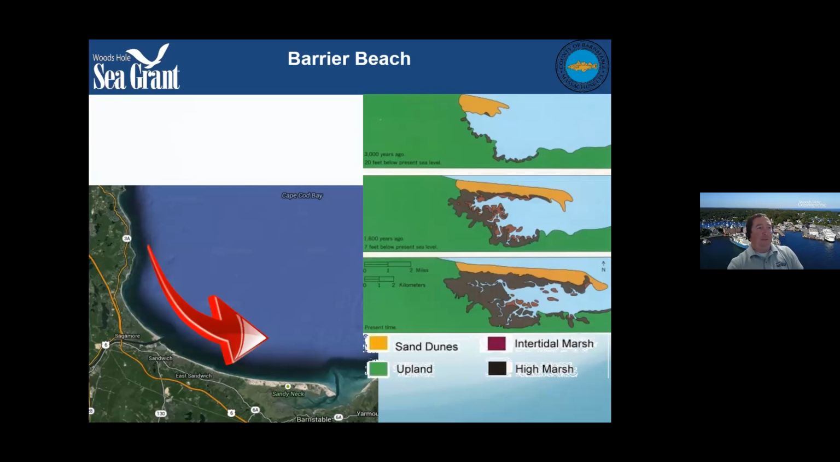So for Sandy Neck, there really wasn't much of a barrier beach 3,000 years ago, right? So it was just barely getting started. And then about 2,000 years ago, we had a relatively robust barrier system. And you could see right here, at this time, we don't really have much marsh at all in this area. Now we're starting to get marsh development. And this is relatively present time. We have a nice, healthy, extensive marsh in Barnstable Harbor.